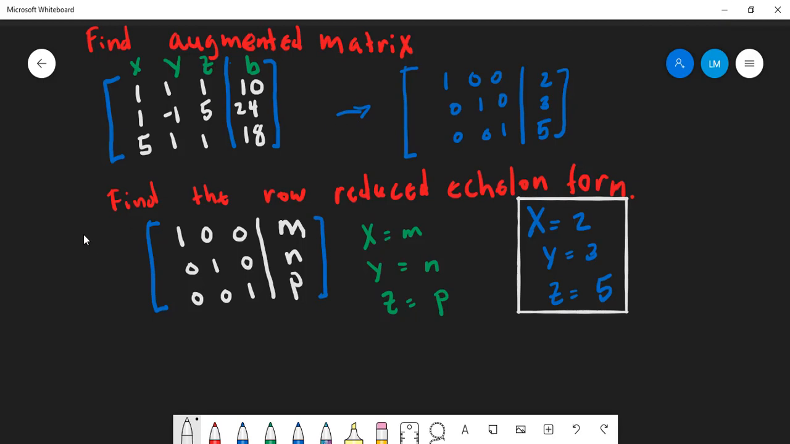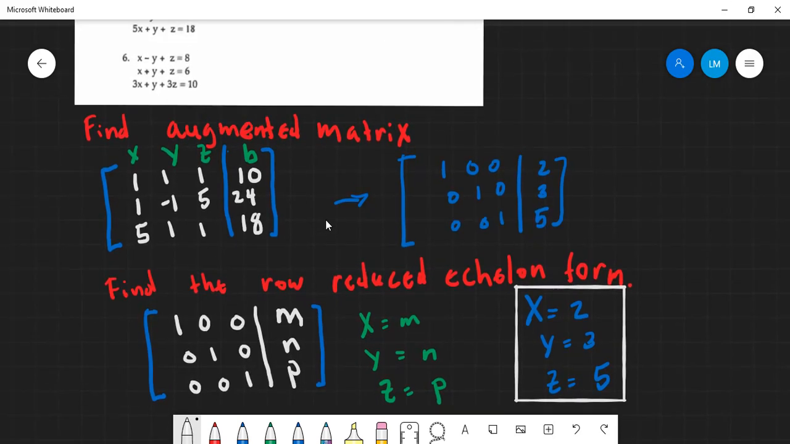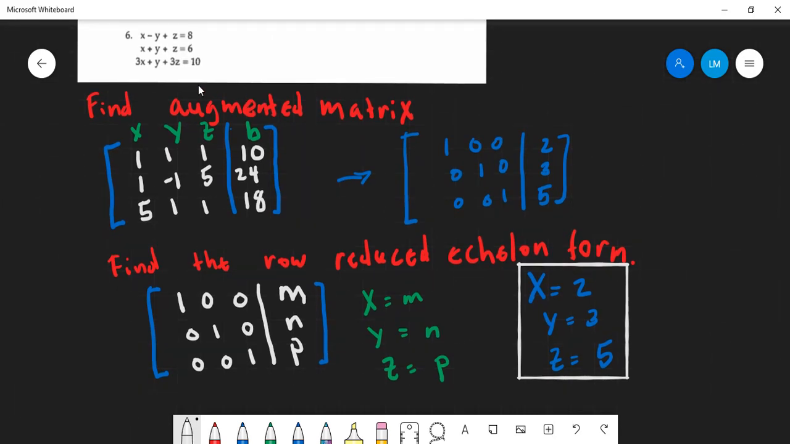Okay. Now, what you can do is figure out what the solution to this system right here would be. So you'll have to input this into your calculator. Go ahead and figure out what the solution of this would be.